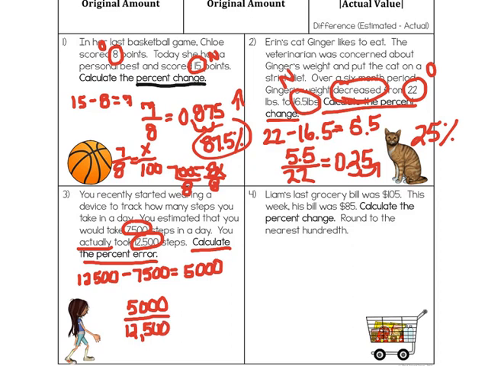12,500. Okay, so if we take 5,000 divided by 12,500, what did you get? I got 4/10. And 4/10 as a decimal moves over 2 places, and that is 40%. That is a percent error of 40%.